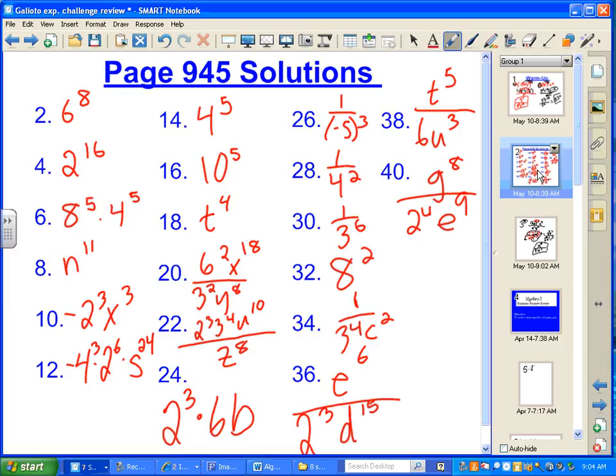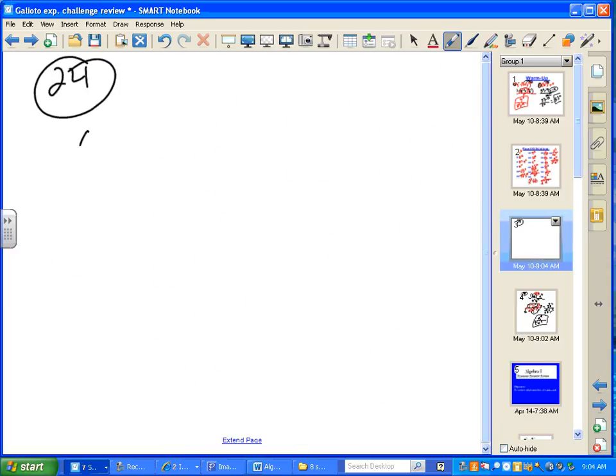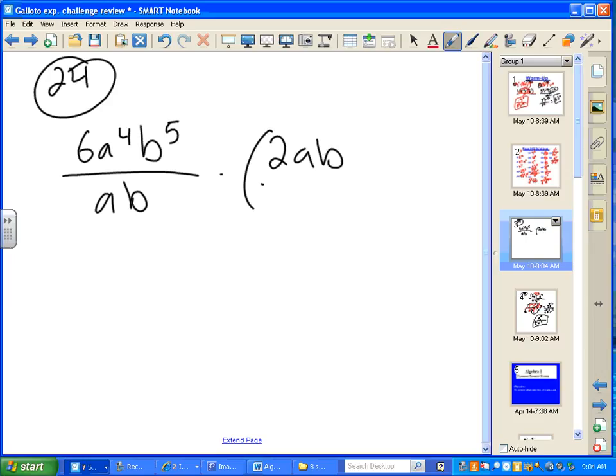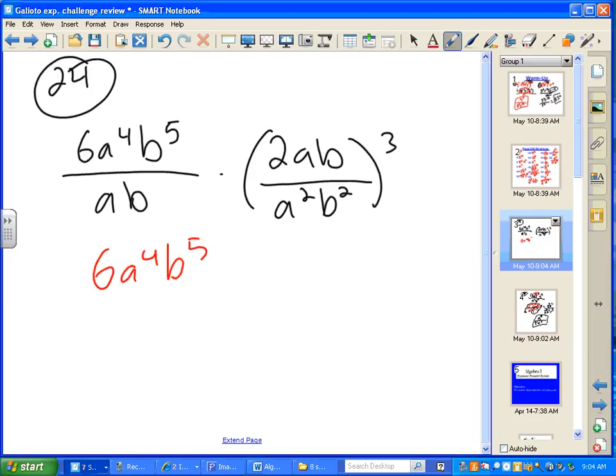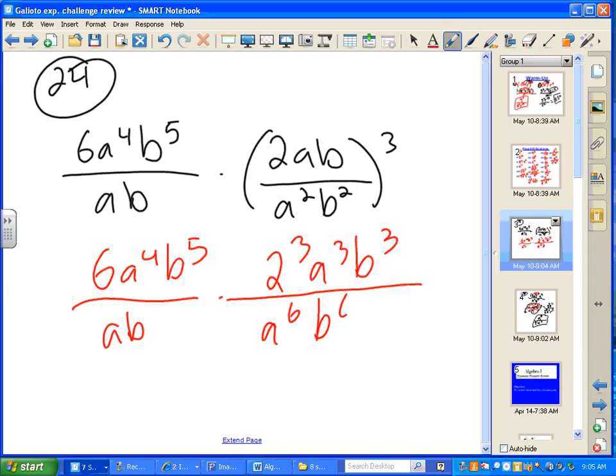24 is definitely a hard one. Okay, 24, we have 6a to the 4th, b to the 5th over ab times 2ab, a squared, b squared, all to the 3rd. So very, very first thing, Heather, and anyone else for this, distribute the 3 through. Maggie looks nice. So rewrite the first part. And the second part becomes 2 to the 3rd, a to the 3rd, b to the 3rd. And the bottom becomes a to the 6th, b to the 6th. You with me so far?